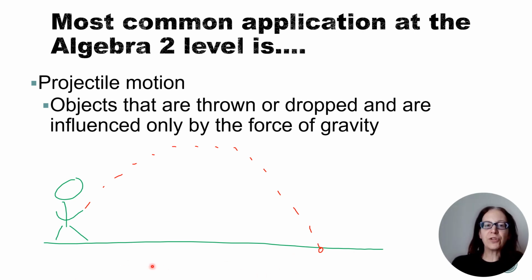I have had a few students ask me why it's still quadratic, even if an object goes straight up and straight down, because you don't see the parabola. That's because the relationship of the height to time is also a quadratic relationship. And that's something you could explore a little bit more in a physics class.